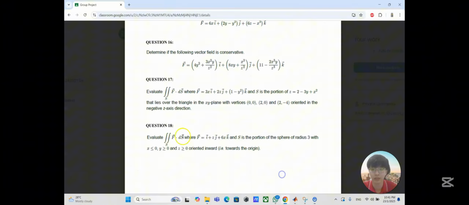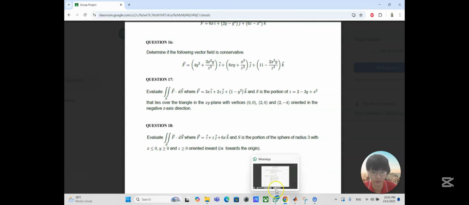Okay, so the last one, question 18. Evaluate the surface integral of F dS, where F equals i plus z j plus 6x k, and S is the portion of the sphere of radius 3 with x smaller or equal to 0, y bigger or equal to 0, and z larger or equal to 0, oriented inward toward the origin. Okay, so we do it like this.